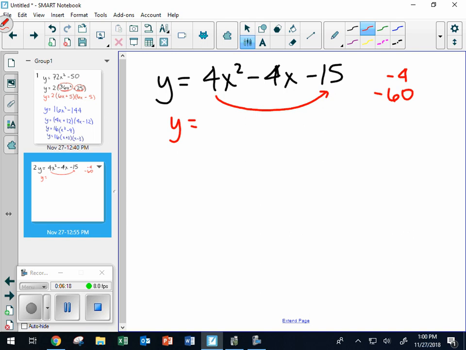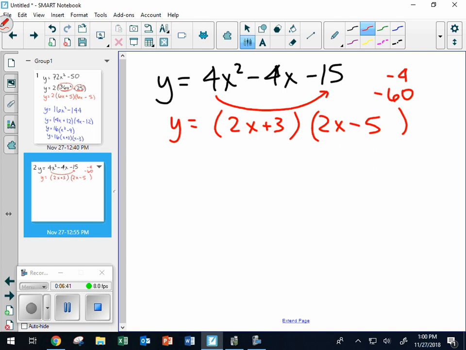Would you like to phone a friend? Would you like to tell us your 2 factors that you got? Well, I didn't do it this way. That's okay. You still end up with 2 factors. I got, for my answer, 2x plus 3, and then 2x minus 5.